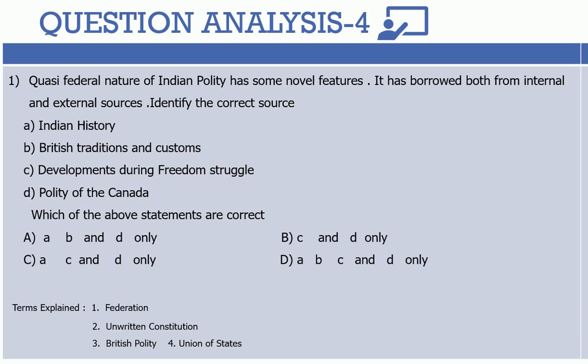Then one more term is there, that is Union of States. In the Indian context, many of the states during 1948 or 49 were not willing to accede to the Indian Union. Then they were forcibly taken into our federal structure. Therefore, it is called Union of States. There was a lack of voluntariness. Therefore, India is called Union of States.